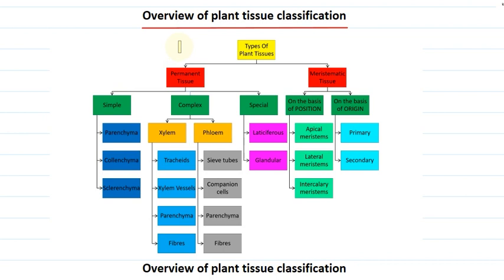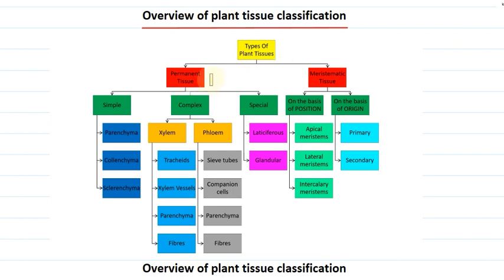The topic for today's video is overview of plant tissue classification. So today let's see what are the different types of plant tissues and how they are classified, and this classification will be just an overview, and in our upcoming videos we will take up each kind of tissues of plant separately in separate videos. Okay, so let's now start with the types of plant tissues.